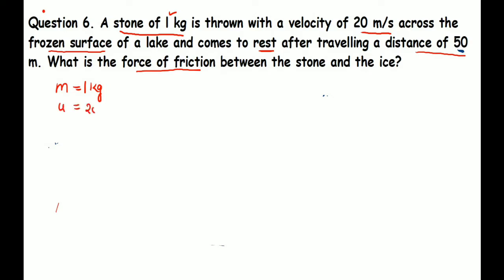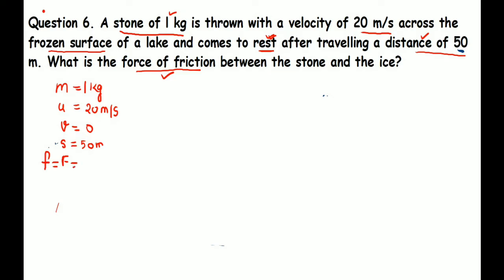Now the initial velocity is given as 20 meter per second. Final velocity, as the stone comes to rest, will become 0. Now after travelling a distance of 50 meter, that means S is also given as 50 meter. Over here, students, you can see all the units are in the standard form. That means mass is measured in kg, the unit of velocity is also correct, distance is also correct.